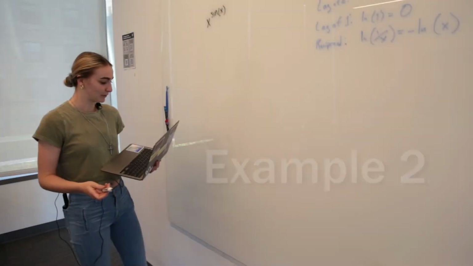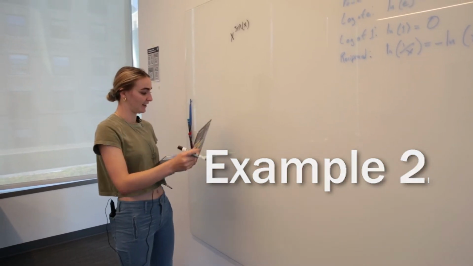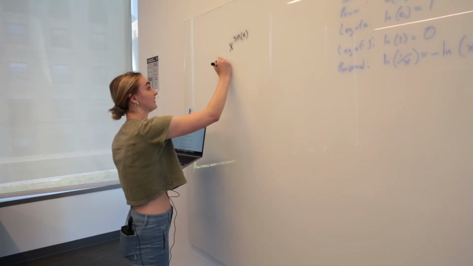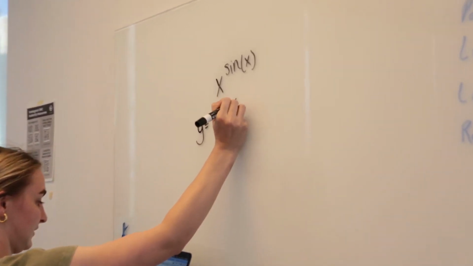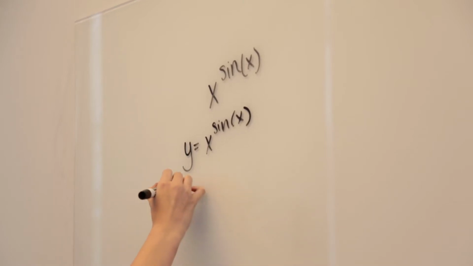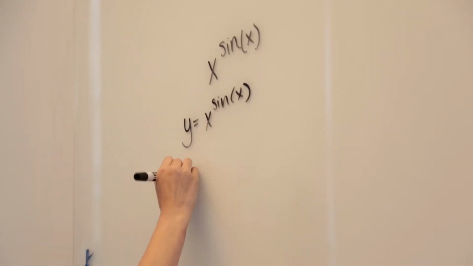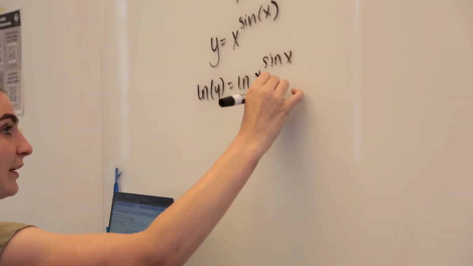So for this example, we're going to differentiate x to the sine of x. We'll start by setting it equal to y. And then to bring the exponent down, we're going to take the natural log of both sides, like we did before. But that obviously comes down in the next step.